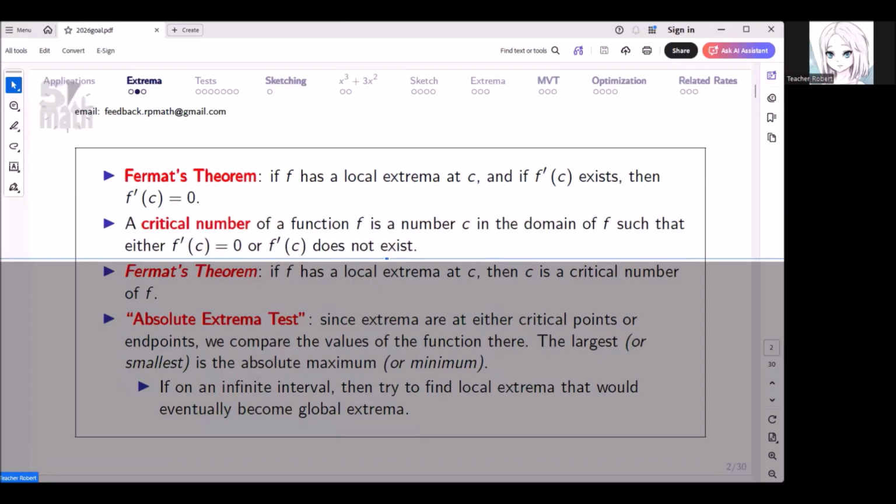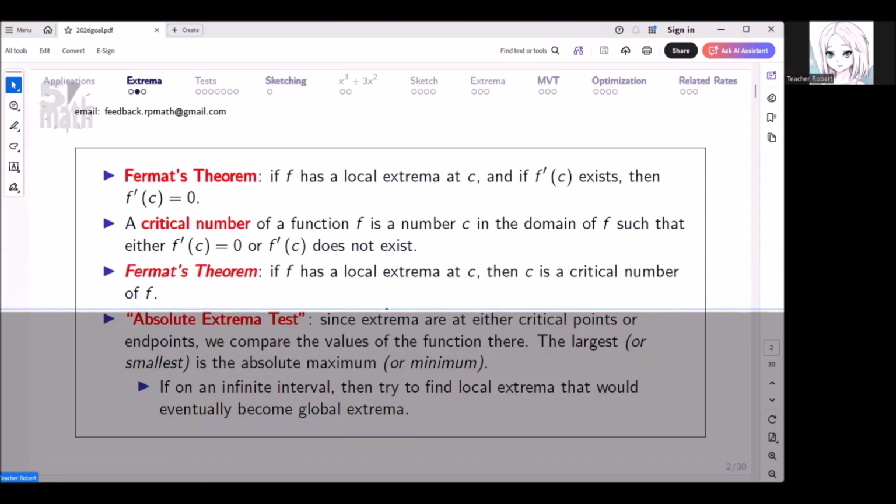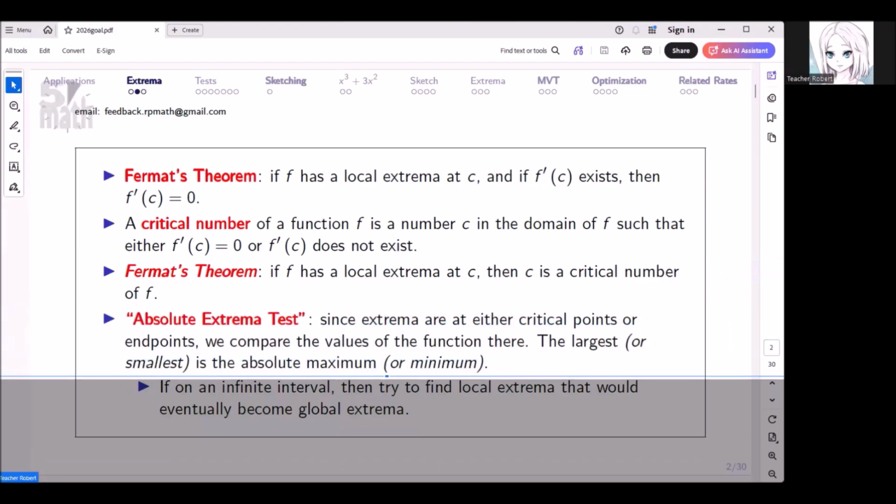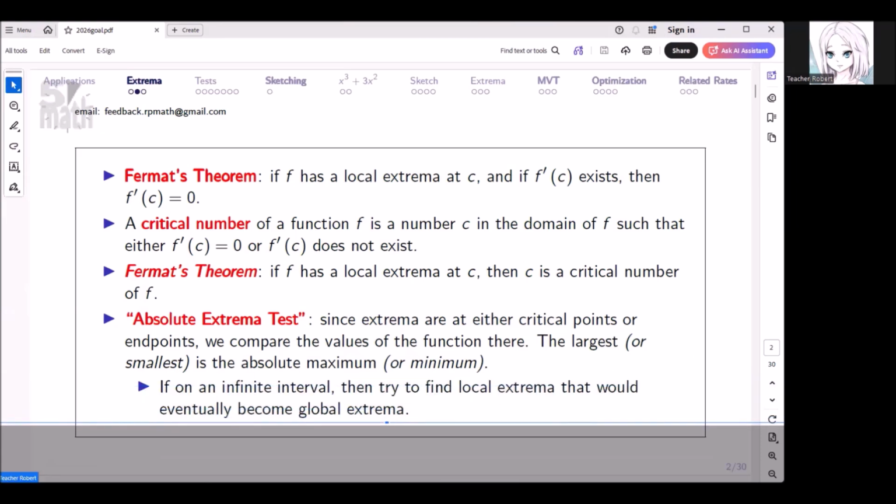A critical number of a function f is a number c in the domain of f such that either f prime of c equals 0 or f prime of c does not exist. Fermat's theorem. If f has a local extrema at c, then c is a critical number of f. Absolute extrema test. Since extrema are at either critical points or endpoints, we compare the values of the function there. The largest, or smallest, is the absolute maximum, or minimum. If on an infinite interval, then try to find local extrema that would eventually become global extrema.